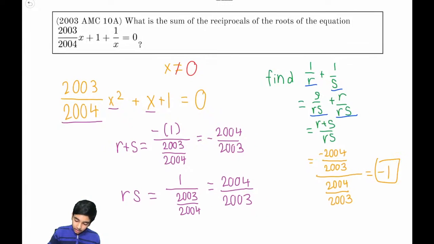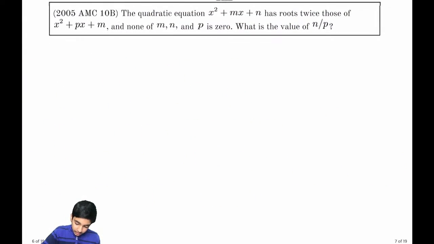Okay, so now let's take a look at the next problem. The quadratic equation x squared plus mx plus n has roots twice those of x squared plus px plus m. So basically, all the roots of x squared plus mx plus n are twice the roots of x squared plus px plus m. And we have that none of these are 0, so we don't have to worry about that. We want to find n over p.